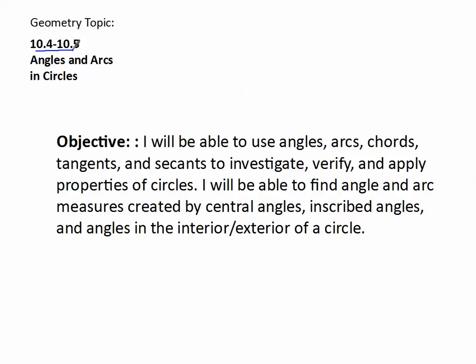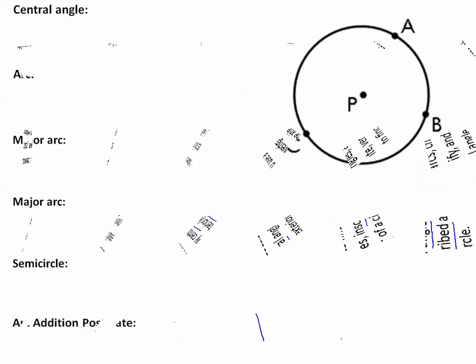In this section, our goal is to be able to use angles, arcs, chords, tangents, secants to investigate, verify, and apply properties of circles. We want to be able to find angle and arc measures created by central angles, inscribed angles, and angles in the interior or exterior of a circle.